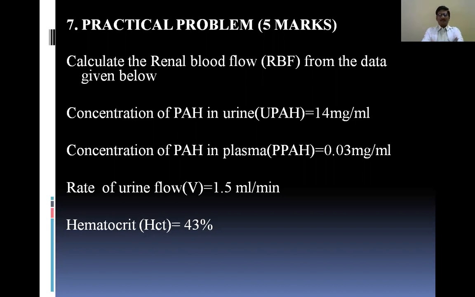That is the clearance value divided by the extraction ratio. Extraction ratio is nothing but the arterial PAH level minus venous PAH level divided by arterial PAH level. So normally, suppose the artery contains a certain value and the vein contains a certain value, and the difference between these two is divided by the arterial value. As I said, about 90% is being cleared, so this extraction ratio normally gives a value of about 0.9.